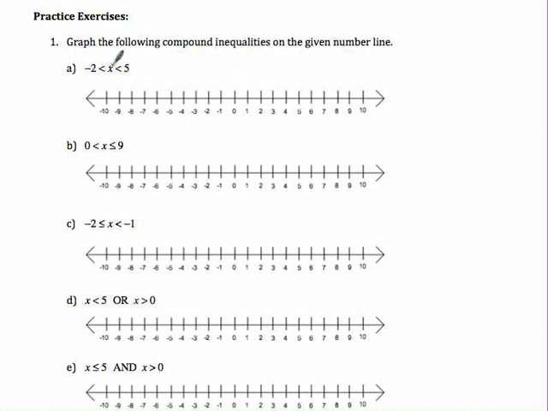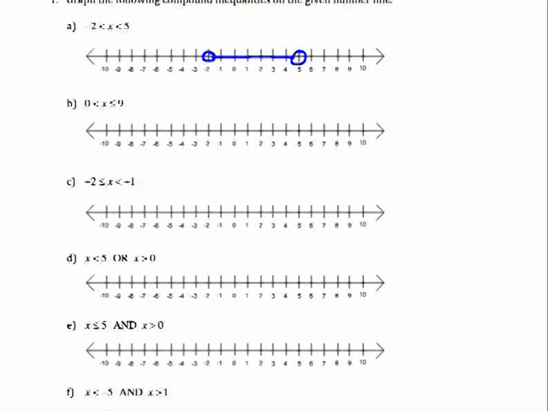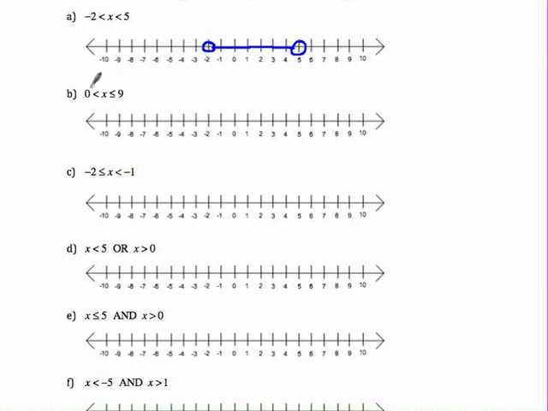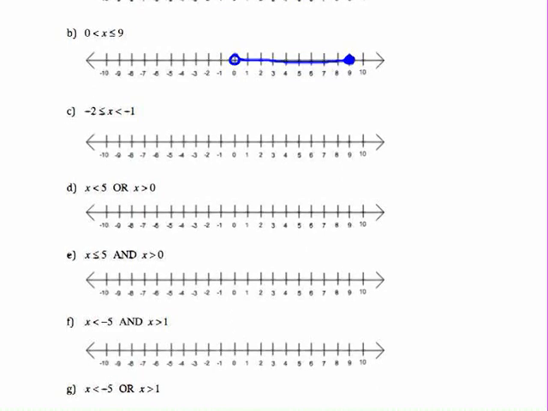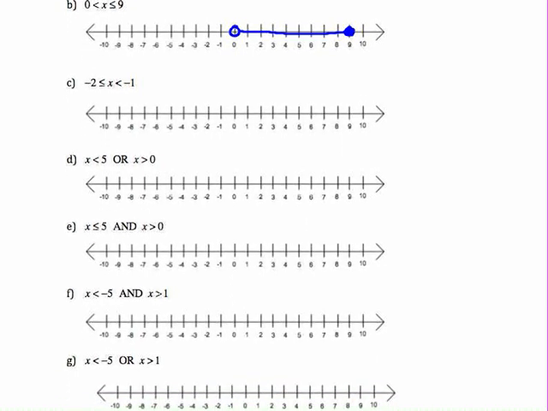Here we have x larger than minus 2, smaller than 5, and so it's between those two values. Neither of those values are included, and so we have an open dot on minus 2, an open dot on 5, and we are joining the two numbers. Okay, for B, x is between 0 and 9, including 9, not including 0. So open dot on 0, solid dot on 9, and we are joining the two, indicating it's all values between those two, but including 9 and not including 0.